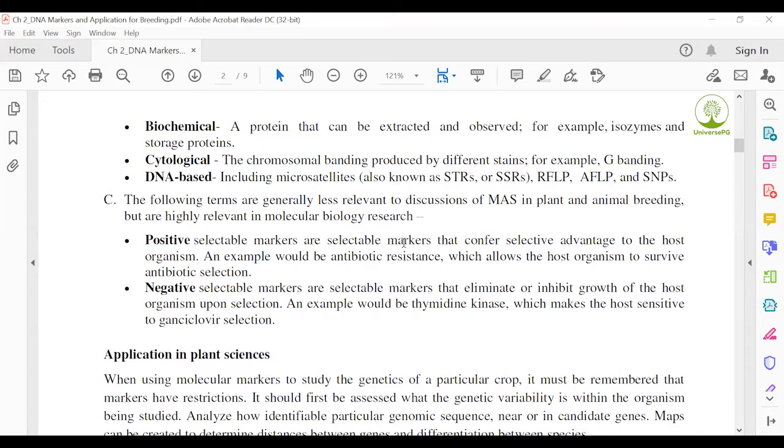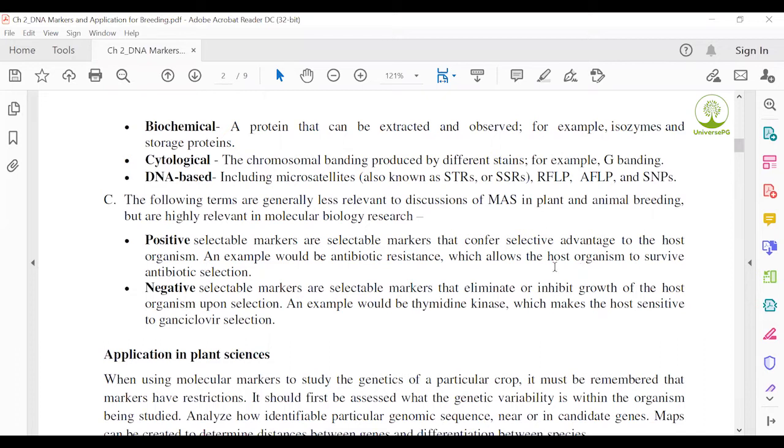Positive selectable marker, negative selectable marker. During the selection and screening of different genes, some markers express their effect positively, and these are selectable markers that confer a selective advantage to the host organism. An example would be antibiotic resistance, which allows the host organism to survive antibiotic selection. Those are positive selectable markers.